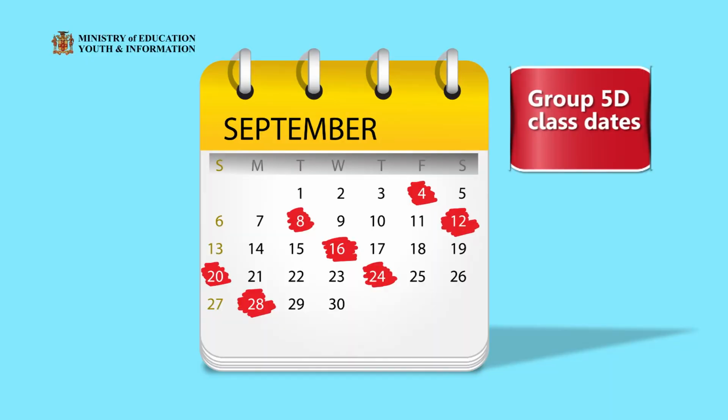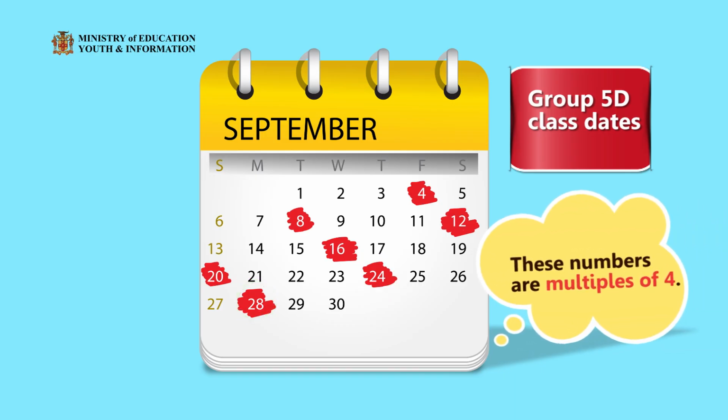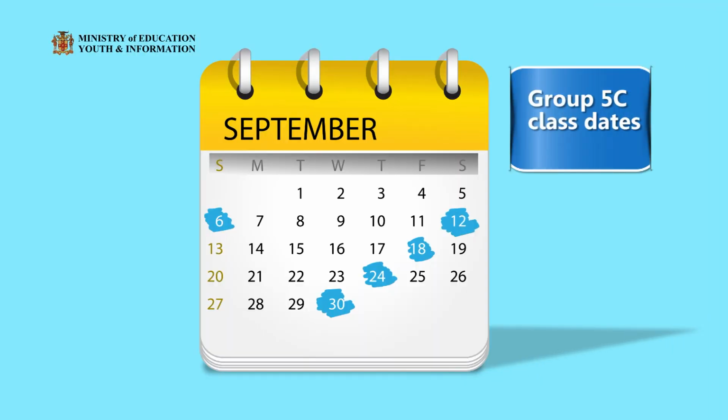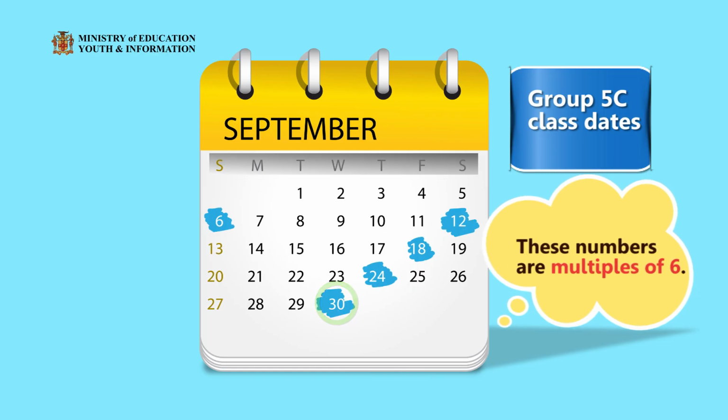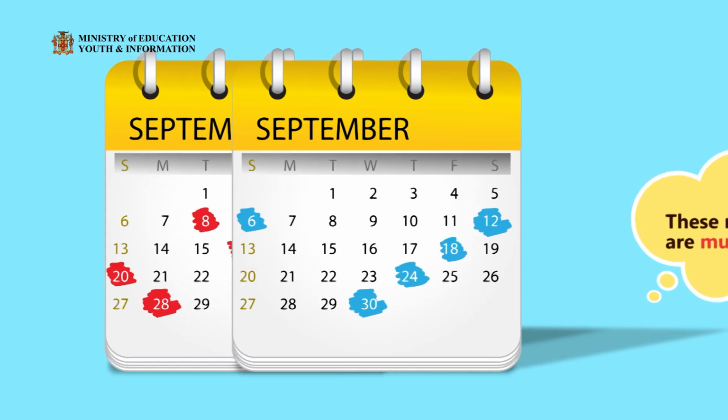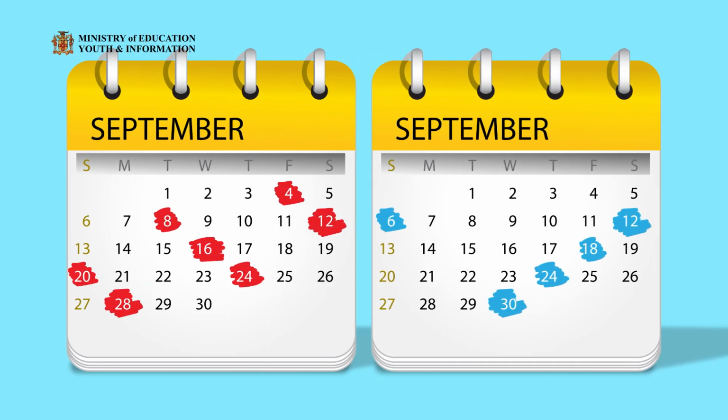Did you color the numbers 4, 8, 12, 16, 20, 24, 28? Great job! These numbers are multiples of 4. Now let us skip count by 6. 6, 12, 18, 24, 30. Wow! These are all multiples of 6. Boys and girls, I want you to look closely at the numbers you colored and tell me what you observe.